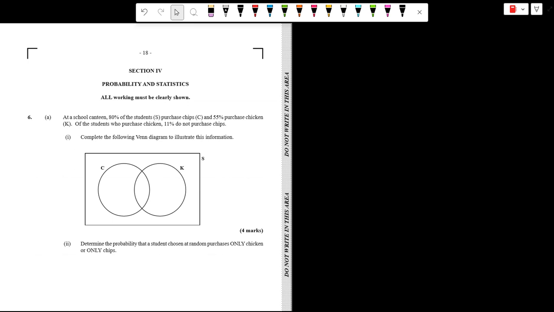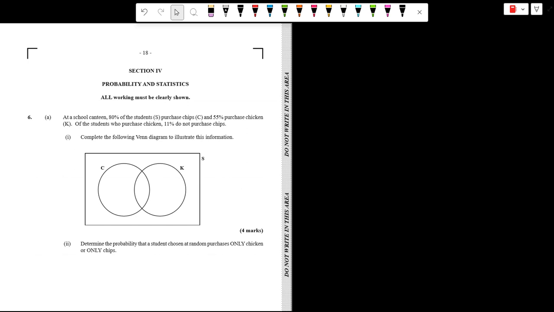If you purchase chicken only, you cannot also purchase chips only, and if you purchase chips only, then you cannot purchase chicken only. So it's one or the other. We say that these are mutually exclusive events. And because we want to find the probability of a student purchasing only chicken or only chips, we will add the respective probabilities.